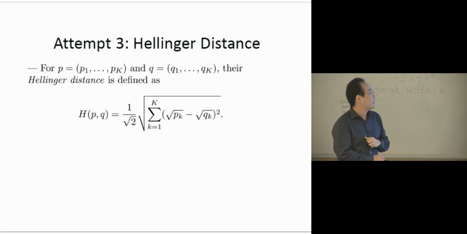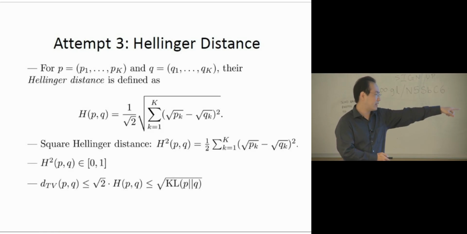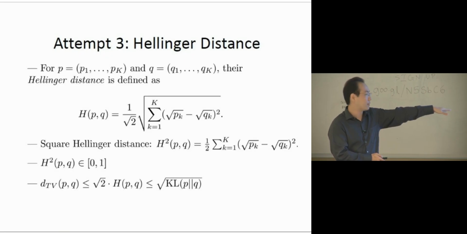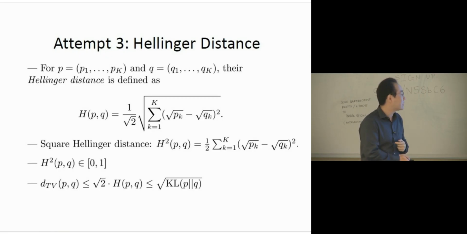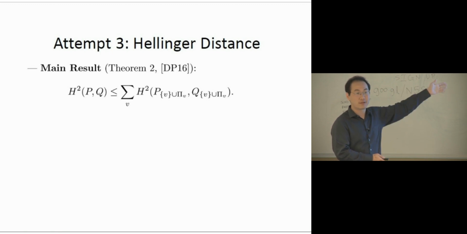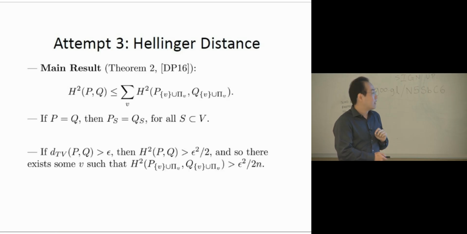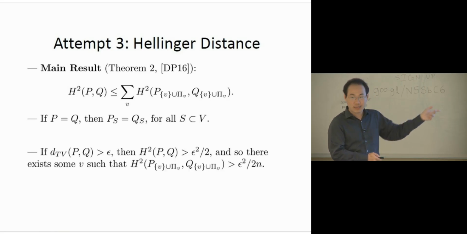So our third attempt goes to Hellinger distance, which is defined by this slightly complicated expression. We mainly look at the squared Hellinger distance. It always takes values in [0, 1], and it is also, in some sense, sandwiched between TV and KL. So we hope it can give us the best of both worlds. First we need a subadditivity inequality. This is one of our main results, which is to show that squared Hellinger also satisfies subadditivity. So we can localize as before.